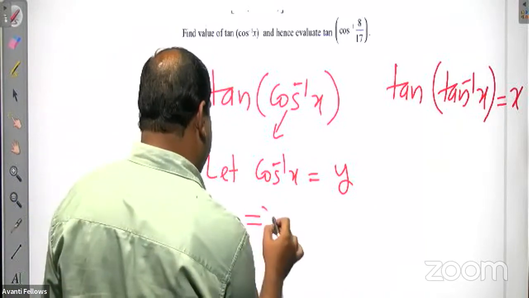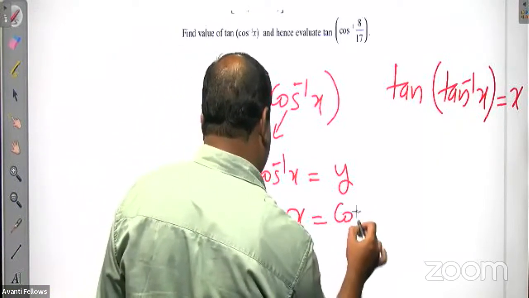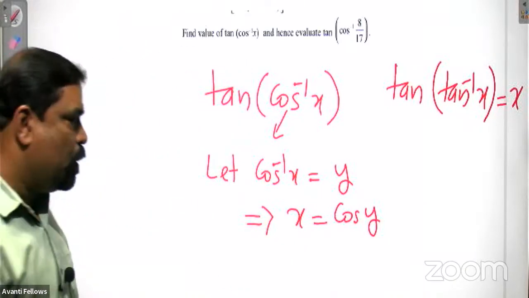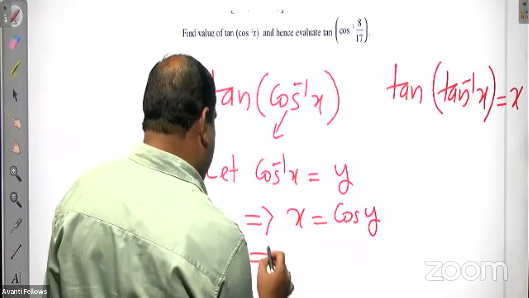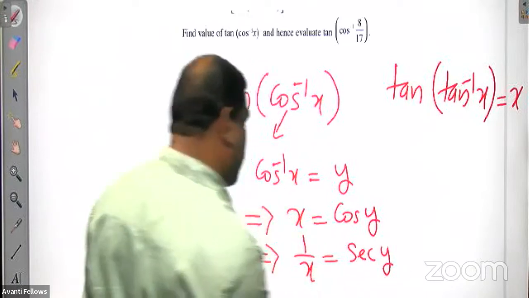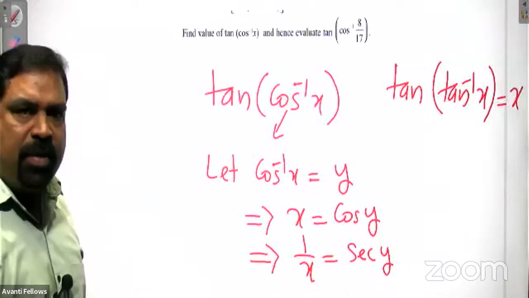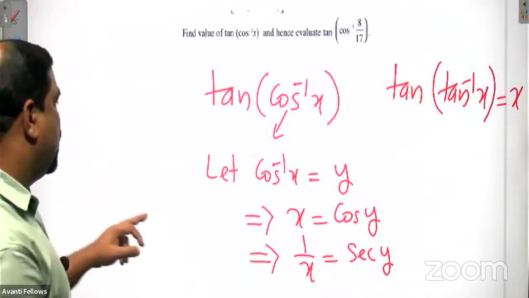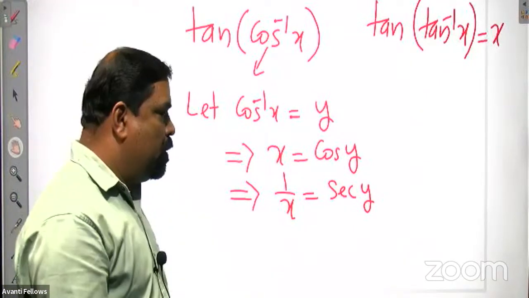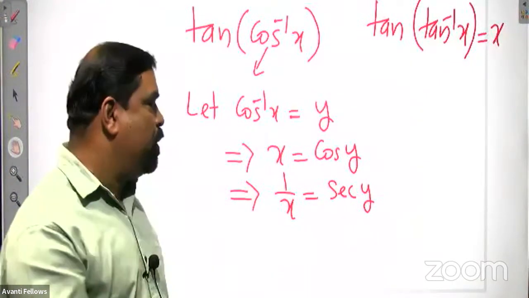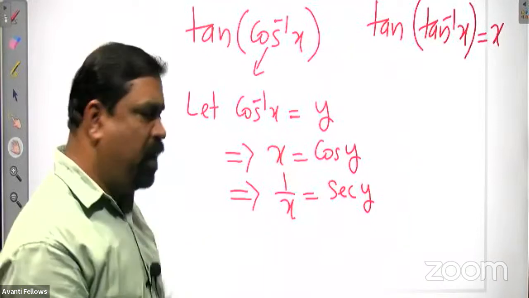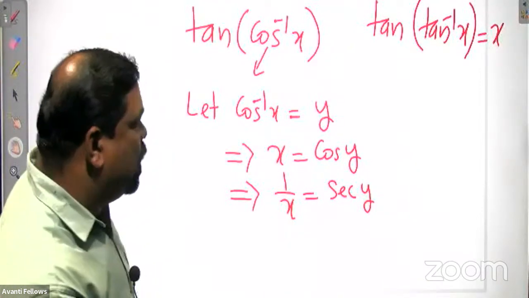Which implies x is equal to cos y. That means 1 by x is equal to sec y. My target is somehow to reach tan. For that, if you know cos y, immediately we can find sec y. And if you know sec y, we can go for tan y also.